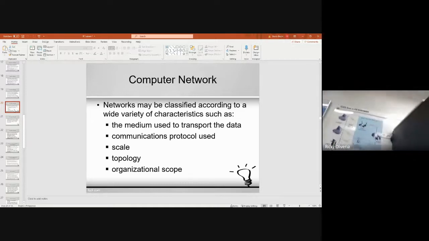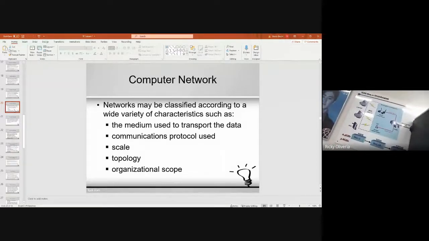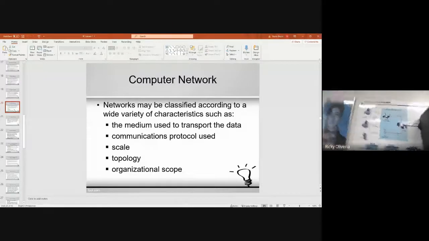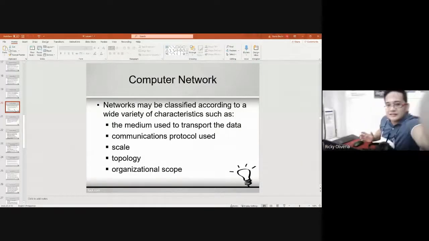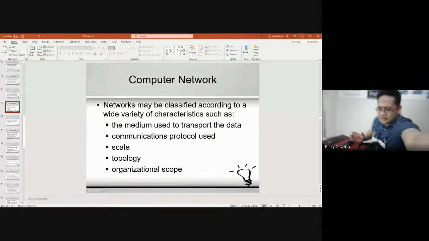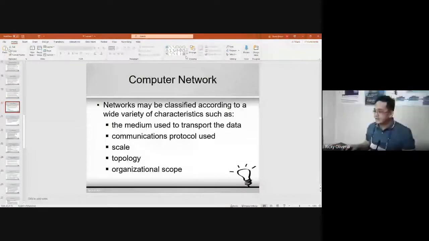Kung nakikita natin yung, ayun, yeah, those are topologies. Yeah, nasa likod ko. Yeah, mga example yan ng topologies. Okay? Nasa Cisco laboratory. So, yeah, actually dito sa laboratory ko, napapalibutan ako ng different computers and different infrastructures. Okay.